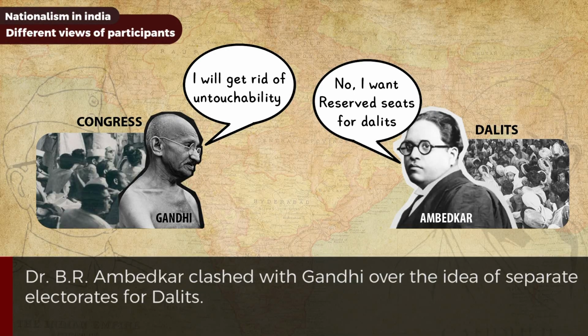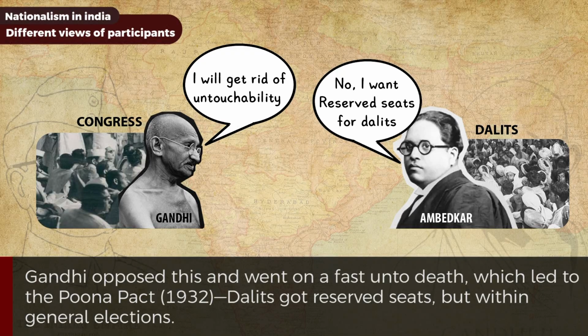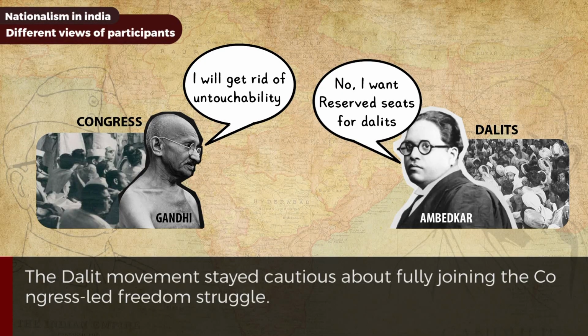Dr. B.R. Ambedkar clashed with Gandhi over the idea of separate electorates for Dalits. Gandhi opposed this and went on a fast unto death, which led to the Poona Pact of 1932. Dalits got reserved seats, but within the general elections. The Dalit movement stayed cautious about fully joining the Congress-led freedom struggle.